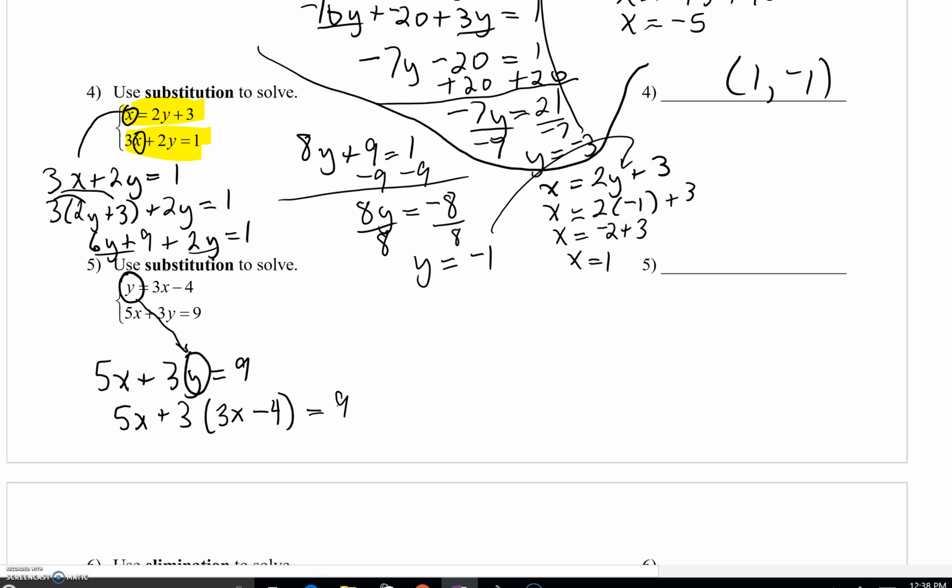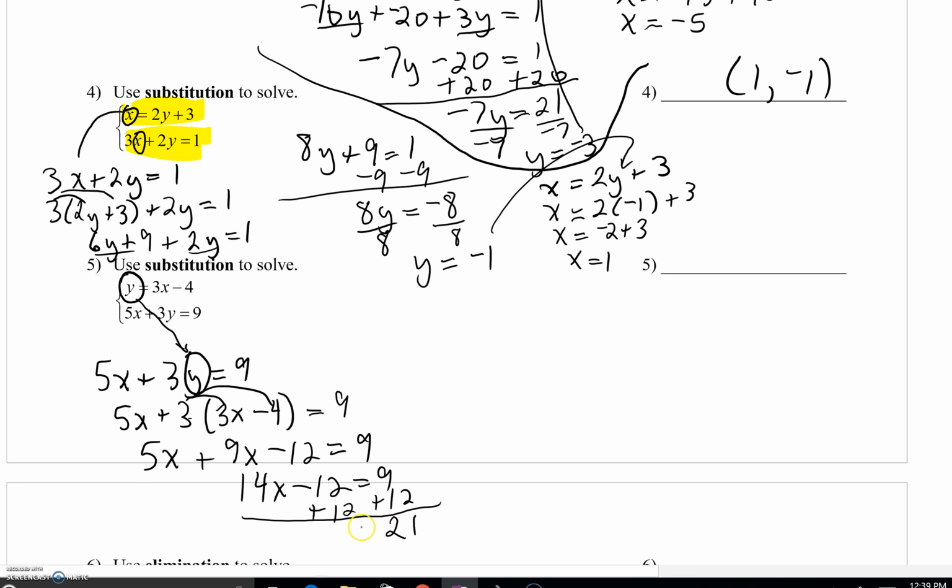Now there's a little surprise here. I think a couple of kids were really bothered that things don't work out to a whole number here. And that's okay. As you distribute, 3 times 3x is 9x, and 3 times -4 is -12. 5x plus 9x is 14x. And then I can add a 12 to both sides. 9 plus 12 is 21. So let me just recopy that up here.